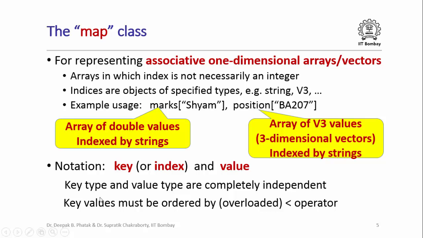Now, in an associative array, the type of the key and the type of the value are completely independent. So it is not necessary that the type of the key be related to the type of the value, but what is very important is that the key values must be ordered by a less than operator, which could be defined by overloading the usual less than operator. We will see more about these in the subsequent slides.